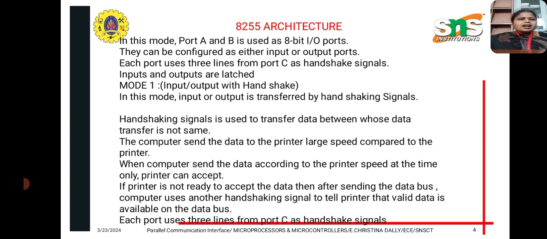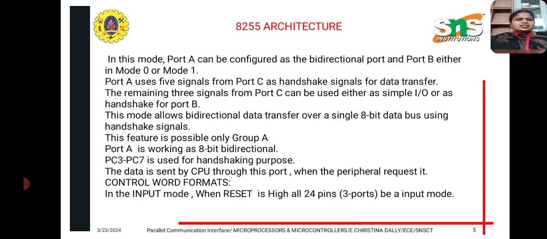So what do you mean by handshaking? It means input or output is transferred by the handshaking signals. It is used to transfer data between devices whose data transfer speeds are not the same. The computer sends the data to the printer at a large speed compared to the printer. When the computer sends the data, only then can the printer accept. If the printer is not ready to accept the data, after sending the data on the bus, the computer uses another handshaking signal to tell the printer that valid data is available on the data bus. So here these lines can be used as the handshake signals.